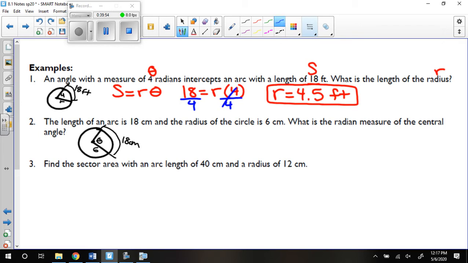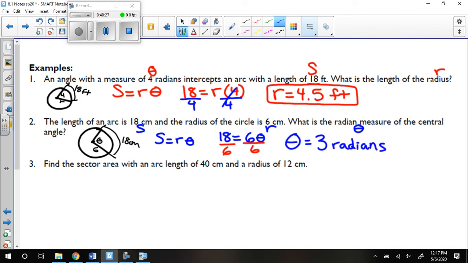If I label what I have in this picture, the length of an arc, that's s. The radius, that's r. And they're asking for the radian measure of the angle. That's theta. So same formula. s equals r theta. And we're just plugging in. 18 equals 6 times theta. We'll divide by 6. And 18 divided by 6 is 3. So theta is going to be 3 radians. Because remember, theta is your angle in radians. So that's our units here. 3 radians.